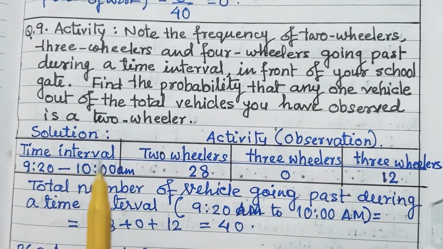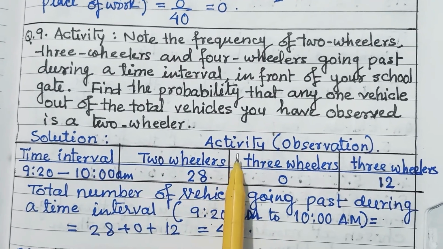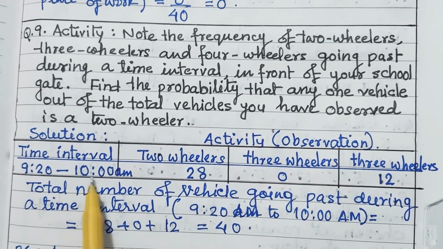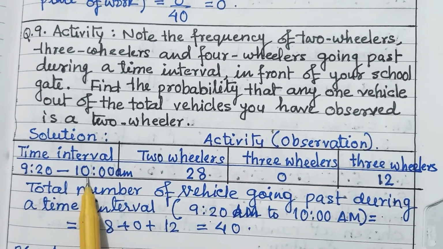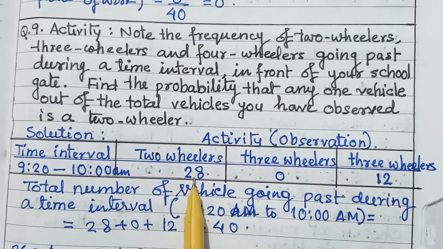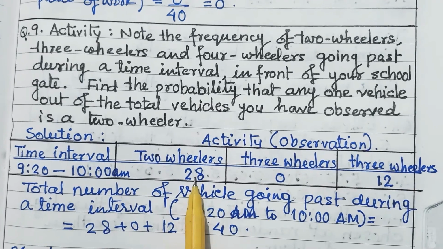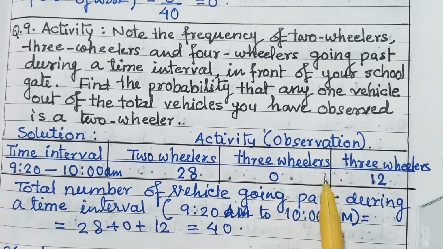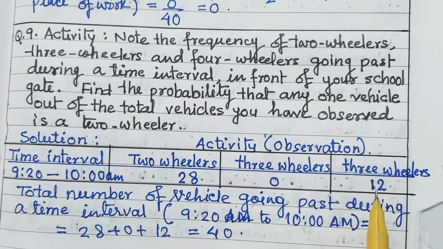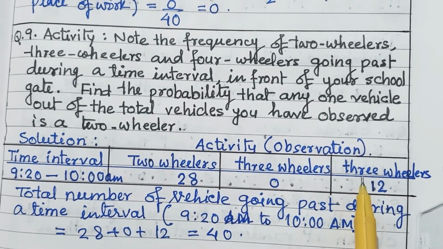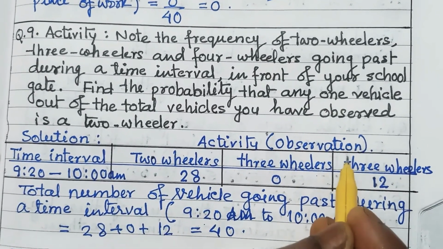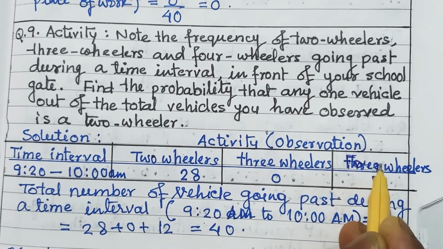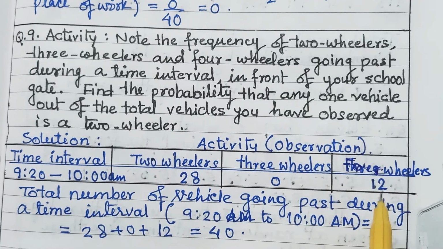Okay. Now I have taken one activity here. The observation time interval is 9:20 to 10 o'clock, that is, in maths period. Suppose 28 two-wheelers pass. Three-wheelers, no three-wheeler was there. Four-wheelers, there are 12.